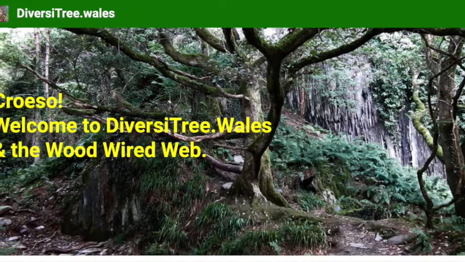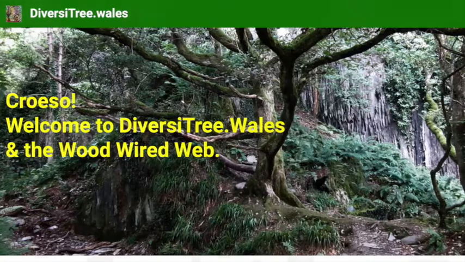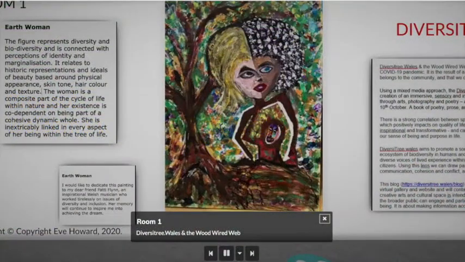This is my opportunity to show you around this gallery. And we're going to start with Gallery Room 1, Earth Woman. Earth Woman represents biodiversity within diversity. She is a composite part of the earth and people and the relationship, communication and conflict that occurs within the ecosystem. This painting started out as a tree and the roots relating to the connectedness between and above the earth. And Earth Woman evolved out of that picture.